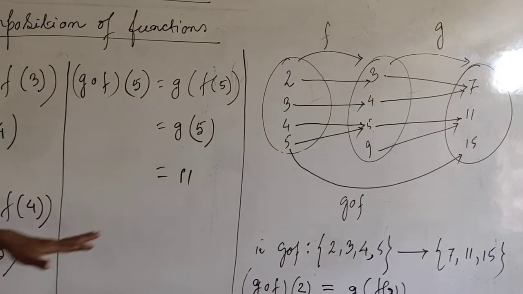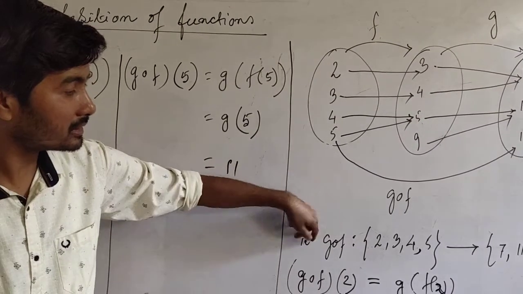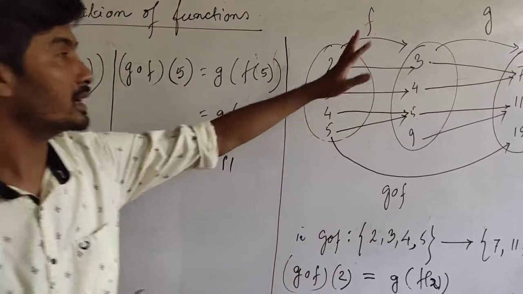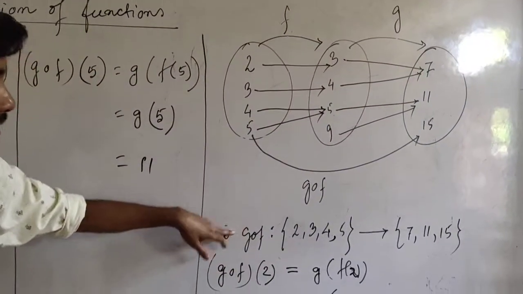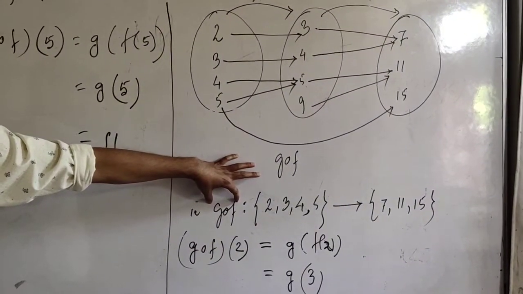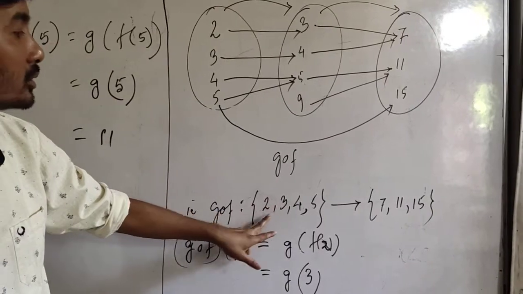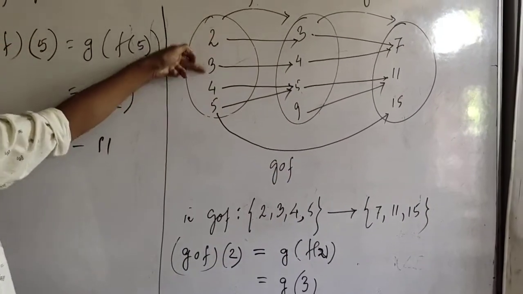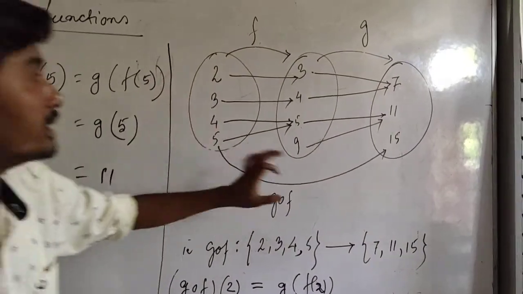Now see, ZOF, that is the composition of these two functions F and Z, will be a function from the set 2, 3, 4, 5, that is the first set, with the codomain 7, 11, 15.